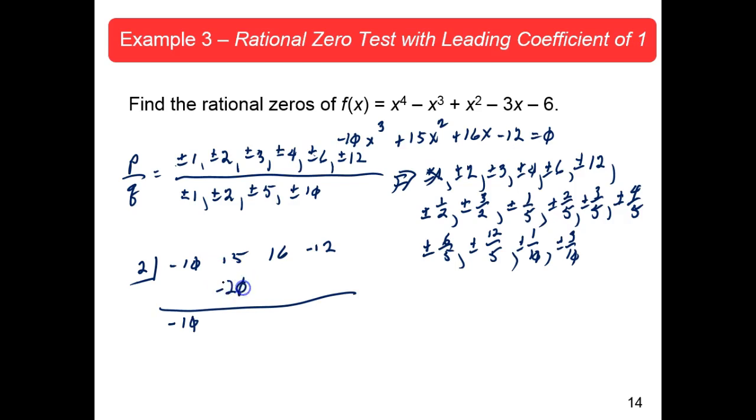Negative 20. And then, what do you get? Negative 5. And what do you get? Say again? Really? 2 times negative 5, negative 10. And then you get 6. And what'd you get? 12. And what'd you get? 0. Ding, ding, ding. Hey, we found a 0. X equals 2. That's a rational 0, so x equals 2.